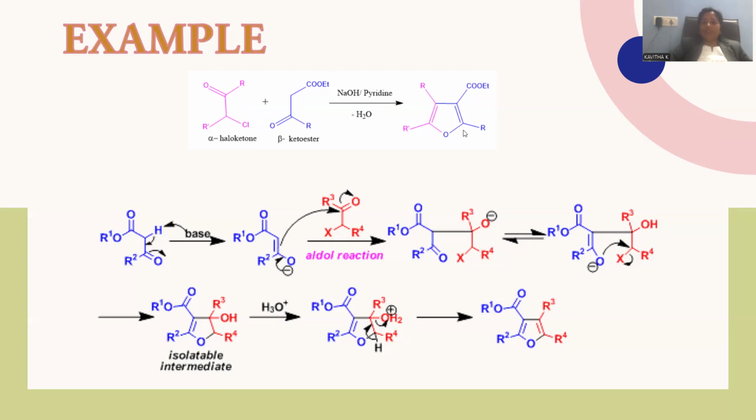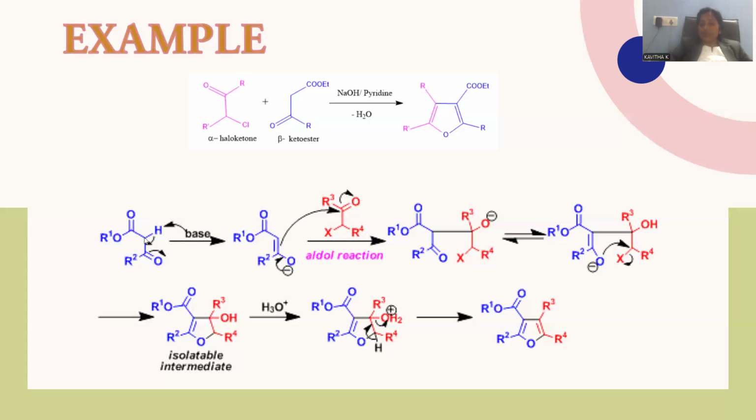Right, a substituted furan will be originated by the condensation between the alpha haloketone and the beta keto ester. Let me explain the detailed mechanism for this cyclization process starting from these two materials. Whenever this beta keto ester is treated with a base, the base is able to take the active hydrogen present on the active methylene group. Whenever H positive is removed, a carbanion will be originated.